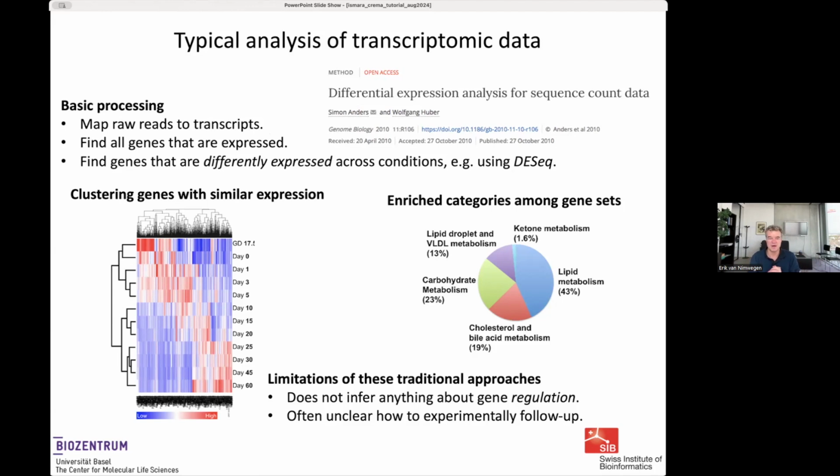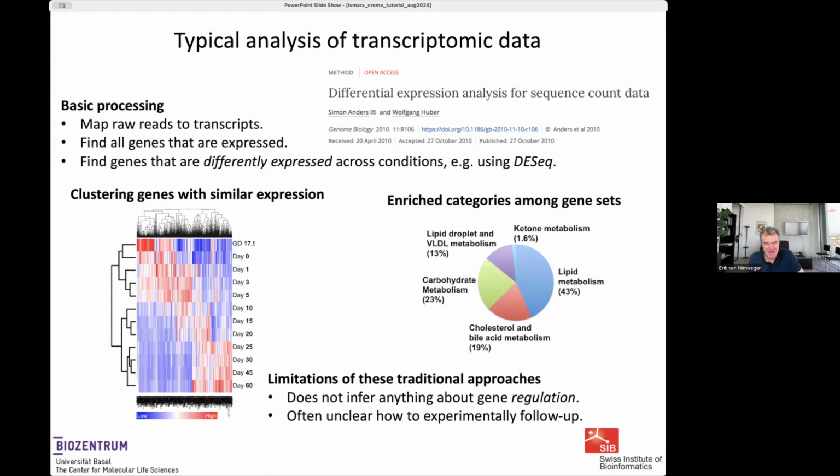And maybe what is also traditionally a popular approach is to make clusters of genes with similar expression. So to find groups of genes that are expressed in a similar way across your samples, and then maybe look at what categories of genes are enriched in these different data sets. All right, so here's an example where you make some sort of clustering and you find groups of genes that go together, and then you look at what kind of categories of function are enriched among these groups of genes.